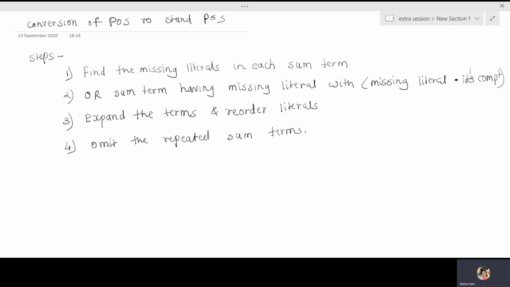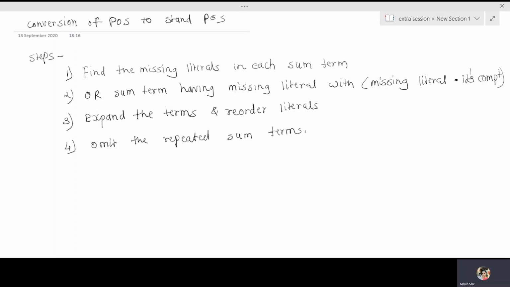Hello everyone. Today we'll discuss how to convert the POS expression to standard POS expression. In the last lecture we have seen how to convert an SOP expression to standard SOP form. The conversion procedure for POS to standard POS is the same. We have to follow the same four steps, only the second step is going to vary.